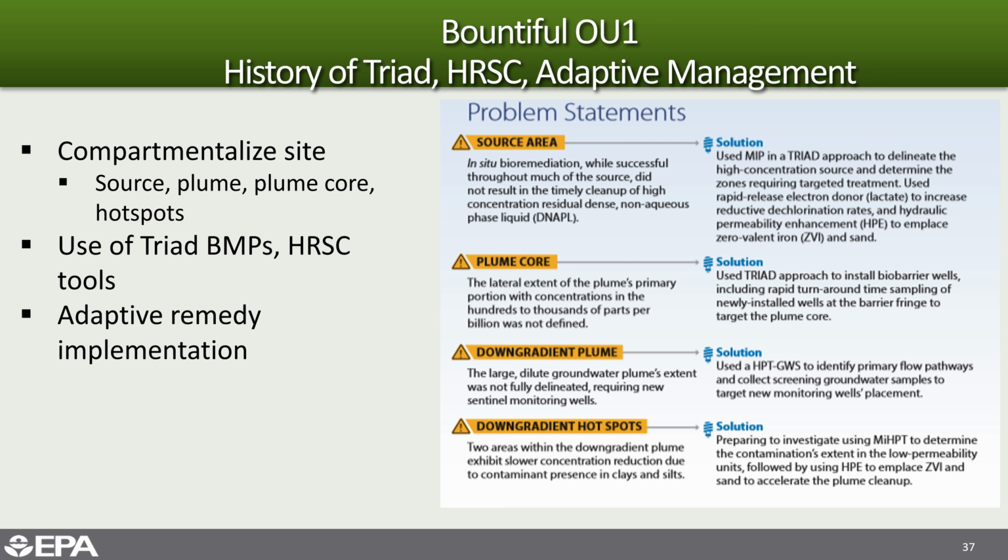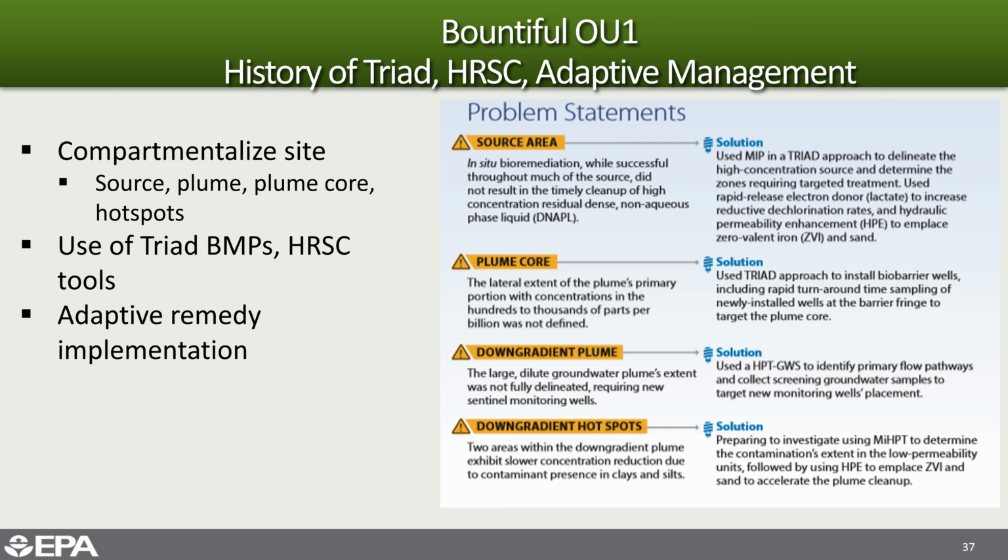And so what I mean by that is that the team has done a really great job of compartmentalizing the site, right? So determining where the source areas are, where the diffuse plumes are, and where the plume cores might be. And in this case, going in with some high resolution techniques to really hone in on some hotspots, for example. So if you look over at, like, the source area here for the in situ bioremediation, trying to expedite that process.